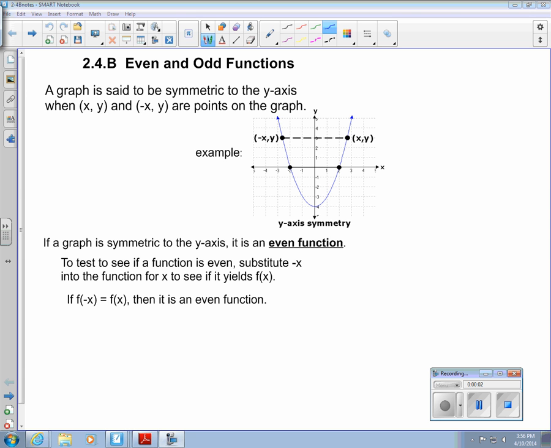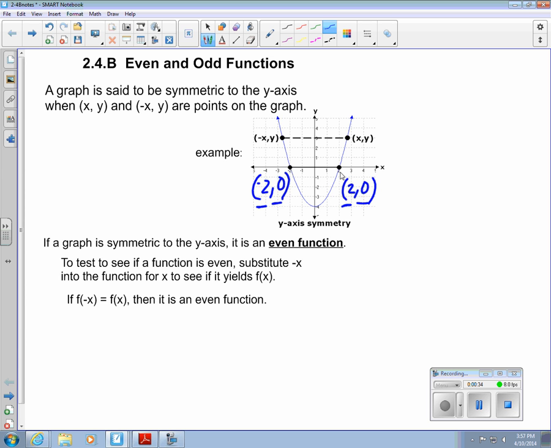All right, welcome to your 2.4 notes part 2. So we'll be discussing even and odd functions. If we take a look here, a graph is said to be symmetric to the y-axis when our point (x, y) and our point (negative x, y) are points on the graph. For example, here you'll notice we have our point (2, 0) and our point (negative 2, 0). So we have a negative x, y over here and our point (x, y) here.